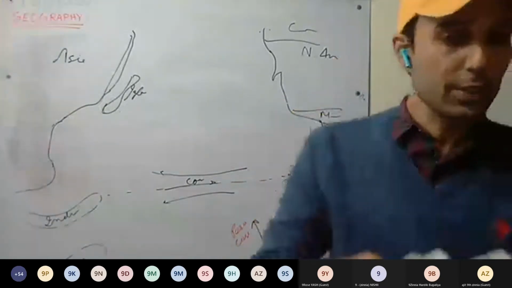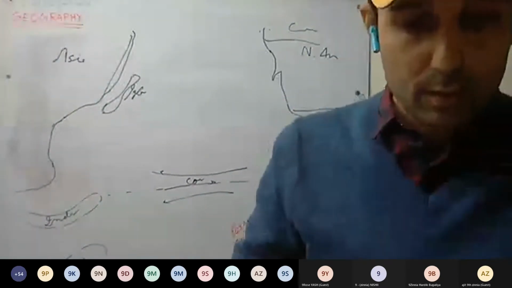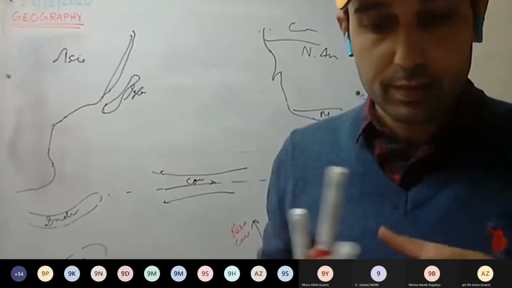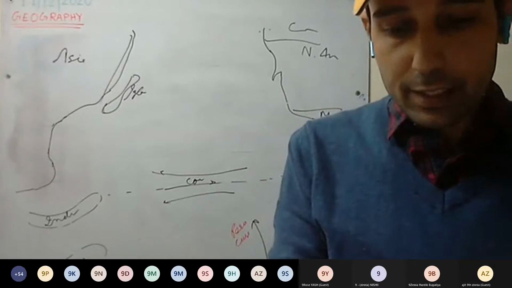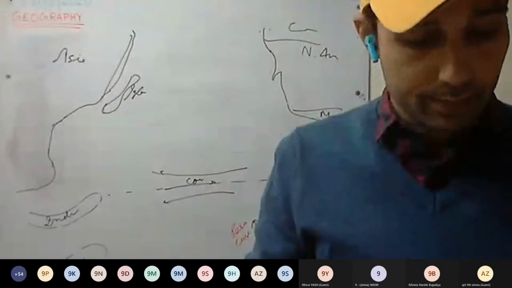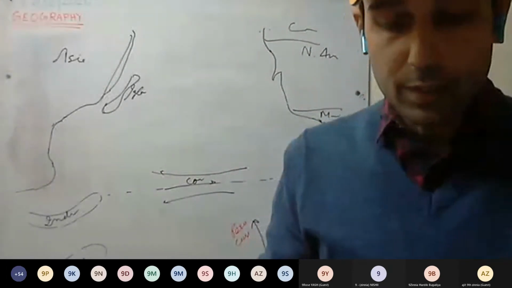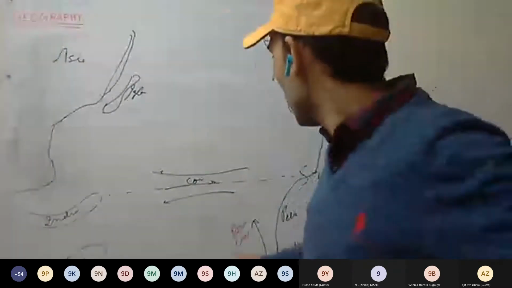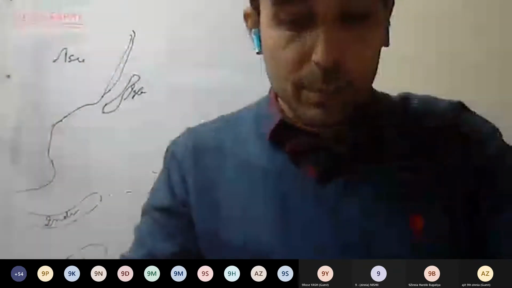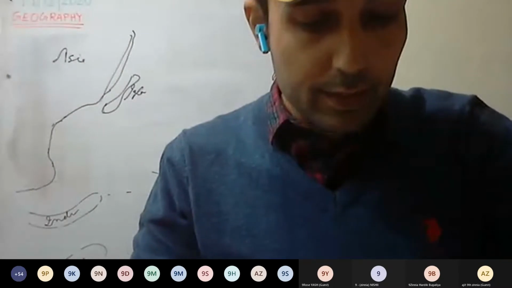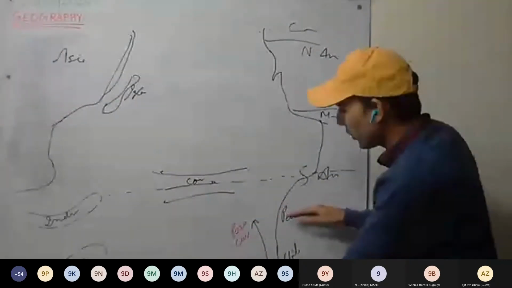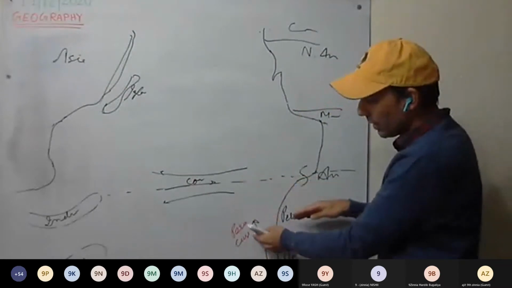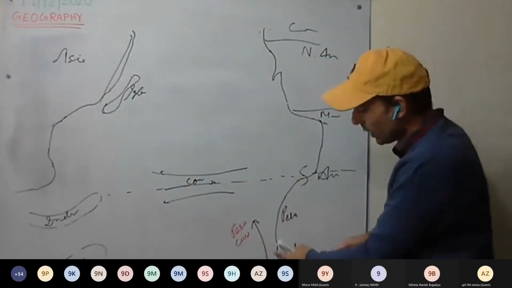For this you can open page number 91. Everyone open page number 91. See figure 10.7. On the left corner, near South America, we have the Peru current. It is a cold current, since it is moving from high latitudes towards the low latitudes.